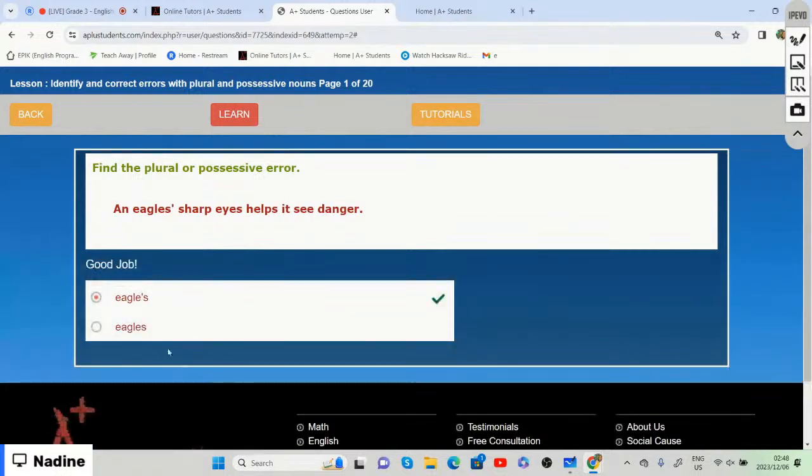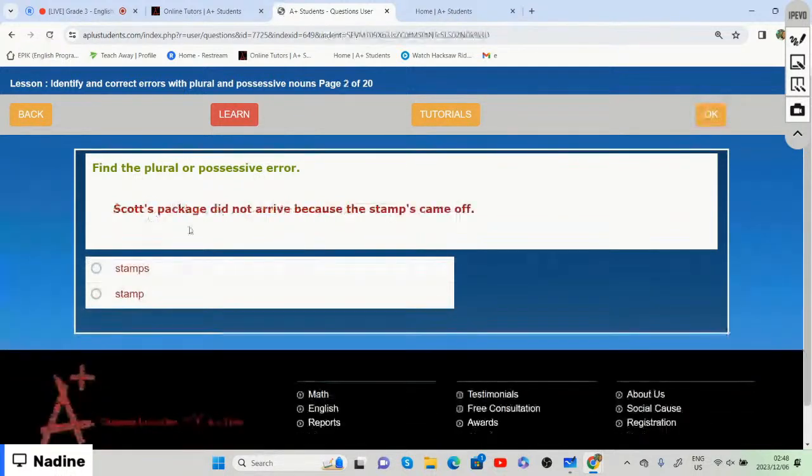All right. Scott's package did not arrive because the stamps came off. So Scott is correct. But now, if we were to fix the error, we can just say this is a plural noun because the stamps came off, more than one stamp. And yeah, well done. Stamps is correct.